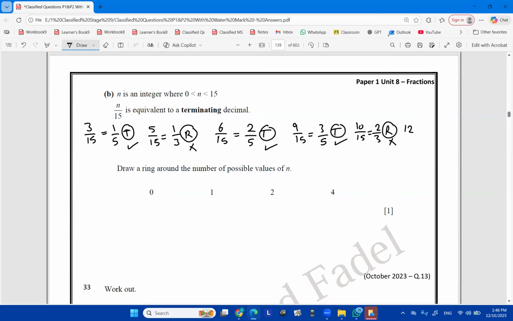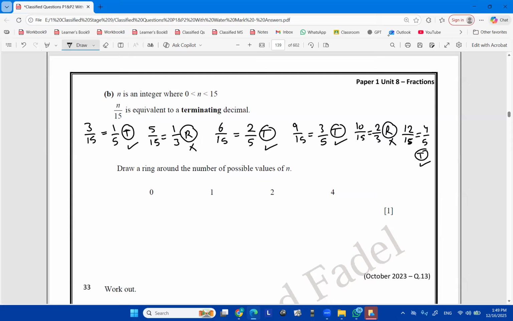Yes, it will simplify. But to what? 12 over 15? Dividing it by 3, Mister, is going to become 4. Dividing by 3 is going to become 5. Okay, this is a terminating decimal. So I'm going to take it. 13 over 15? No. 14 over 15 will not simplify. That's it, Mister. They said it's less than 15.